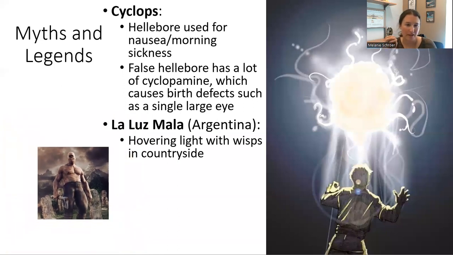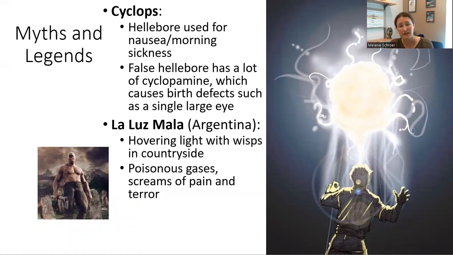Final example is a legend in Argentina, La Luz Mala, so the bad or the evil light. And so it is known by people in Argentina that once in a while in the countryside there is a light, kind of wisps around it, a couple different colors of light depending on the legends, but wispy light in the countryside. And within this light is emitted poisonous gases. So if you are to approach this light, you can become poisoned and die as well. Also, some accounts claim that there are screams of pain and terror associated with this wispy light as well.